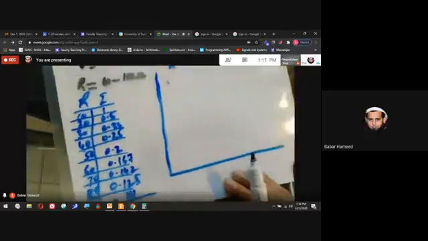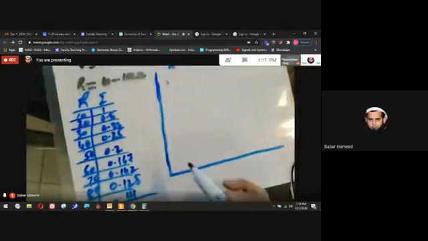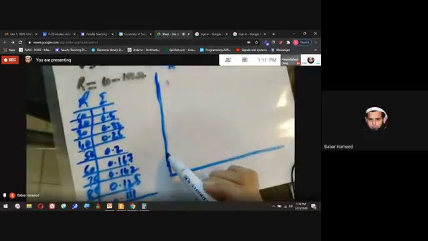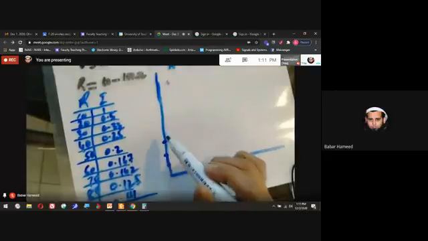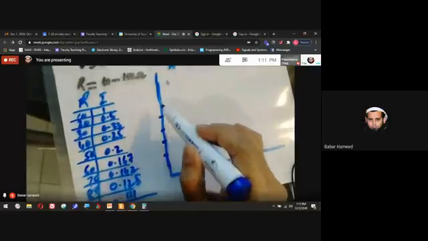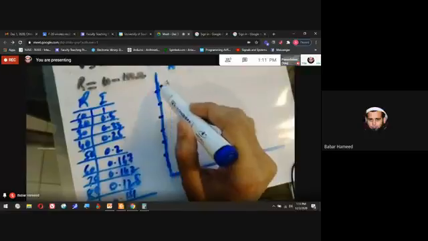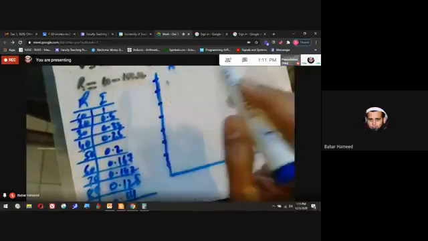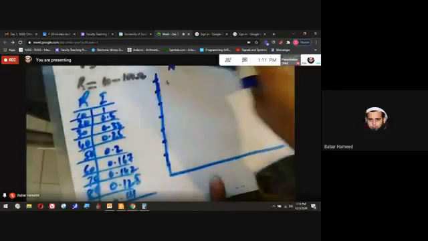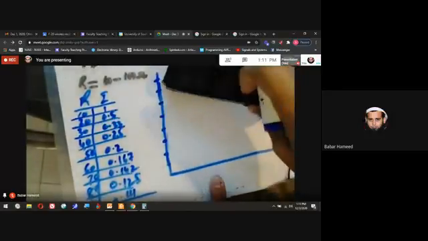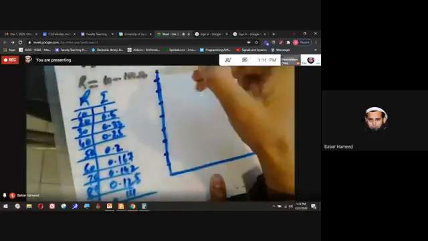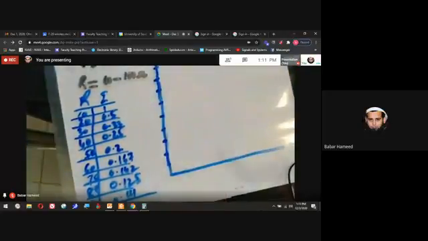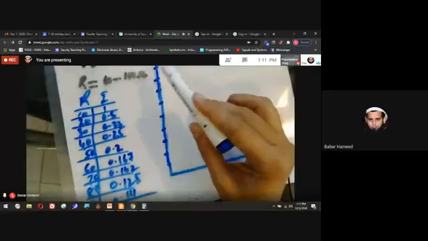So we can make a simple distribution: 1, 2, 3, 4, 5, 6, 7, 8. We have to make it larger: 9, 10. So the maximum value will be 1.